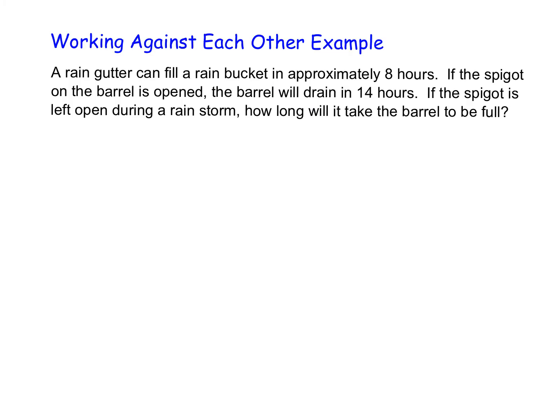And finally, one last example here of items that are working against each other. So here it says a rain gutter can fill a bucket in approximately 8 hours. So this rain gutter working by itself fills it in 8 hours. So that's probably going to be our 1 over A. If the spigot on the barrel is open, the barrel will drain in 14 hours. So draining is telling me that this is going to be working against the bucket. So they're not going to be working together, they're going to be working against each other. But this is what I'm probably going to use for 1 over B.